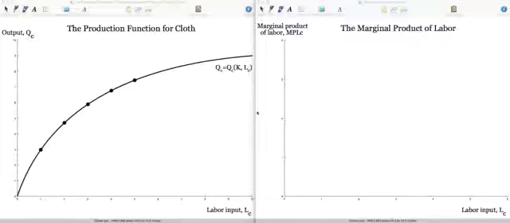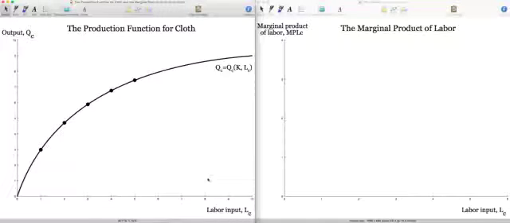And in this particular video lecture, I'm going to be looking at the production function and how that relates to the marginal product of labor. So on the left-hand side here, we have a production function for cloth. And all that does is represent what the level of output is going to be as I change the number of workers that I use in the production of cloth.